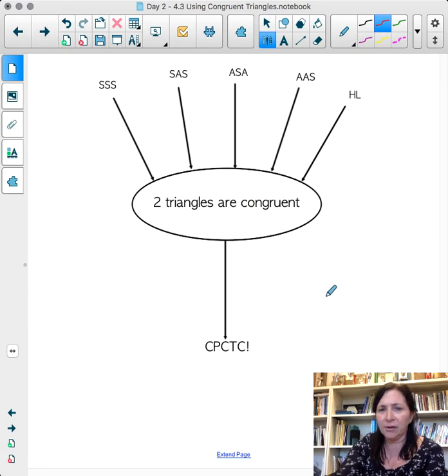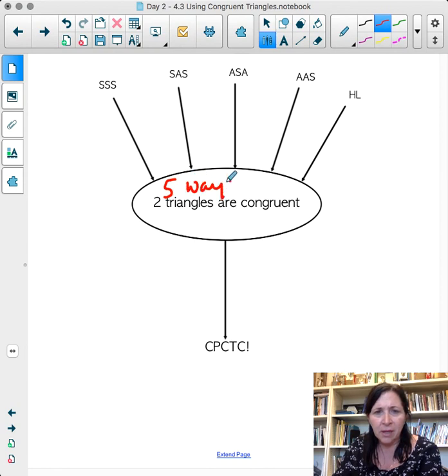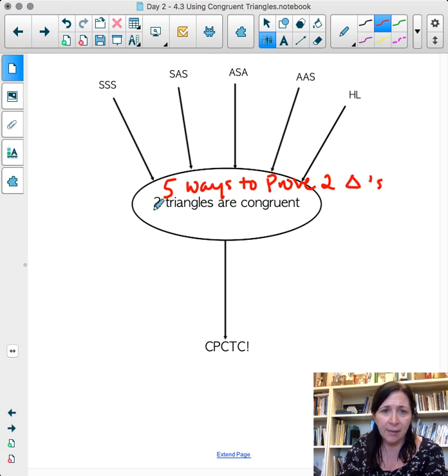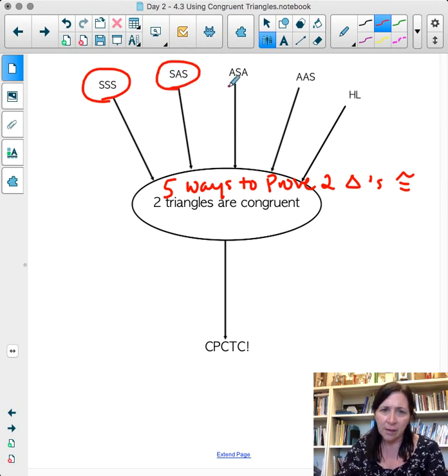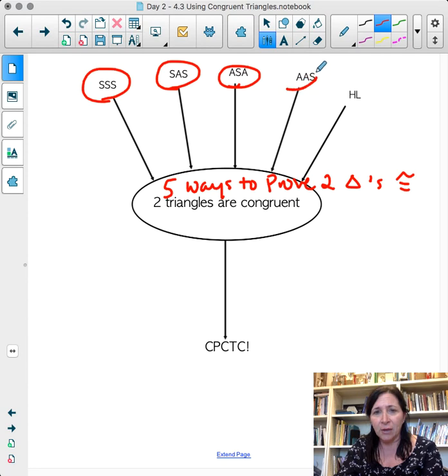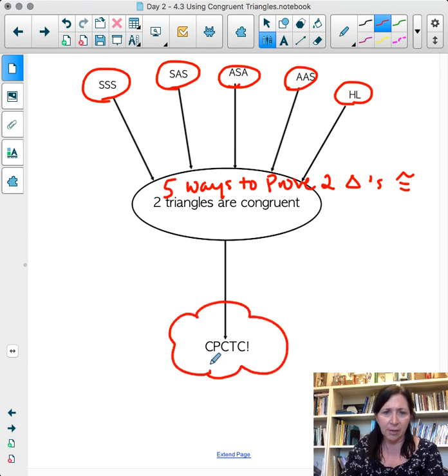So just a reminder that there are 5 ways to prove two triangles are congruent, and they are side side side, proving that 3 sides in one triangle are congruent to 3 sides in the other triangle. Side angle side, a side and angle and a side congruent to a side and angle and a side. Angle side angle, remember the side is in between the 2 angles. Angle angle side, hypotenuse leg. And once my 2 triangles are congruent, then all the parts are congruent.